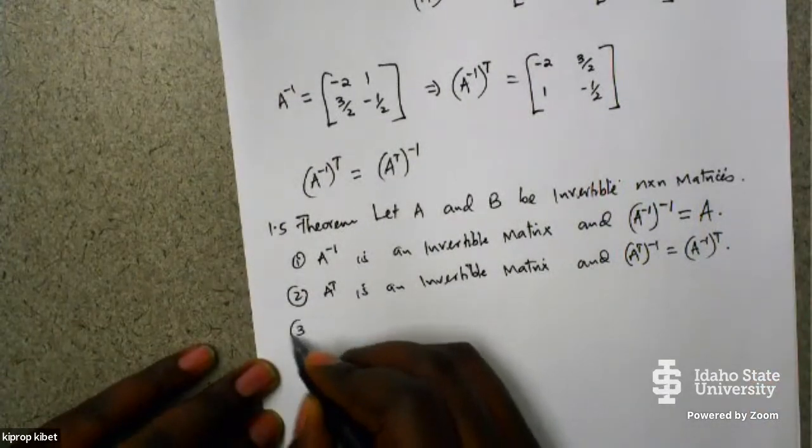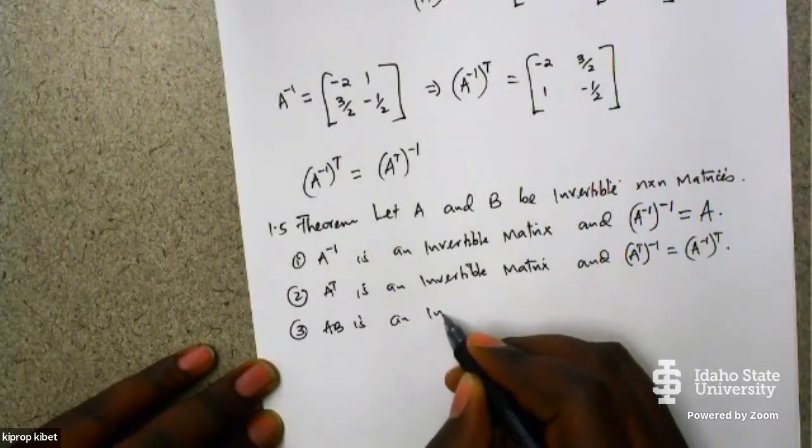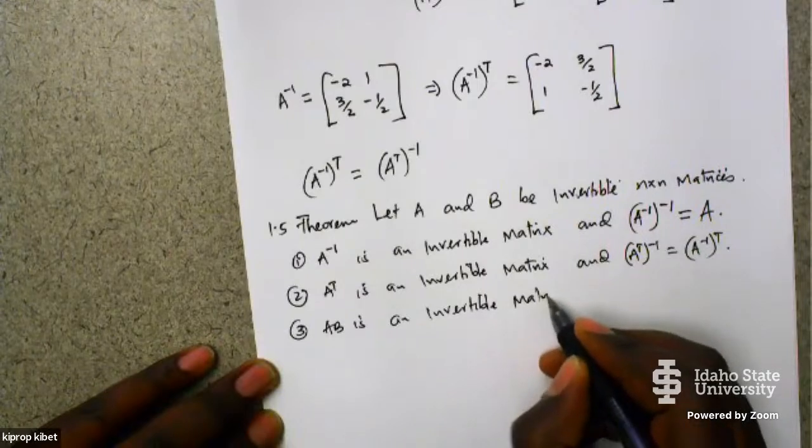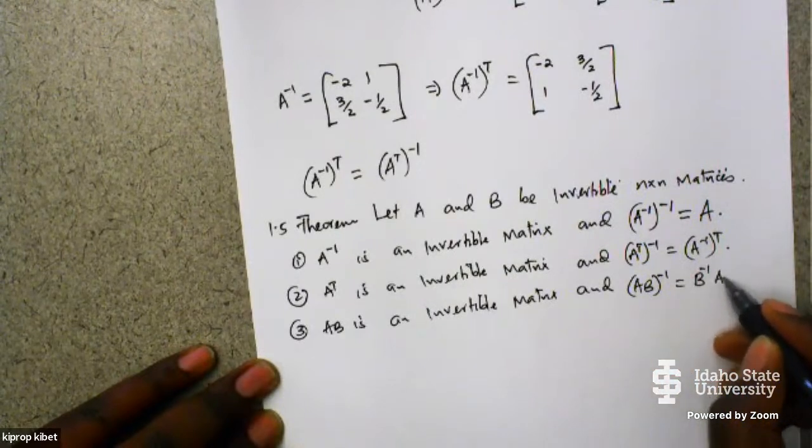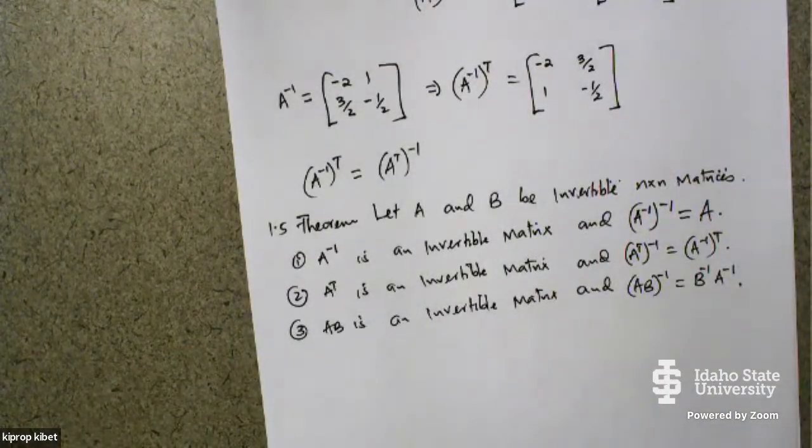And then lastly, number three, AB is an invertible matrix and AB inverse is the same as B inverse A inverse. So when you multiply the two matrices, the inverse of the product of two matrices is the inverse of B multiplied by A inverse. We just saw this. Actually, this is similar to the one for transpose. Okay. So we are not going to prove this. We just proved this using that example.